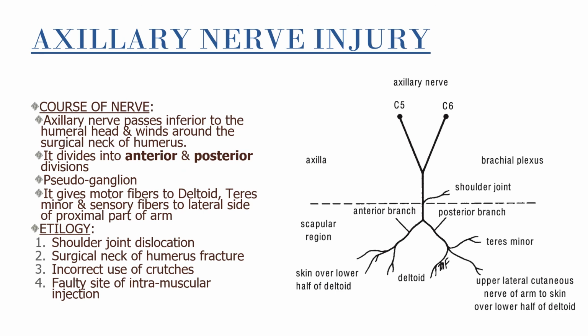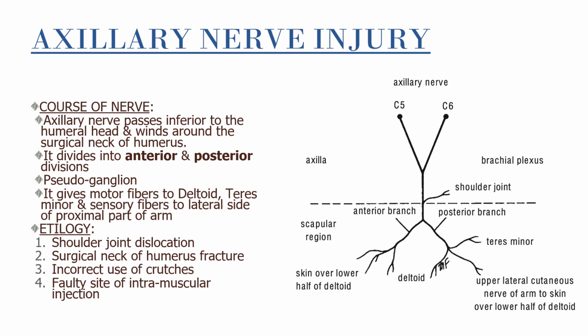Injury to the axillary nerve. Axillary nerve, which is the branch of posterior cord of the brachial plexus, has the root value C5 and C6. This axillary nerve passes inferior to the head of the humerus, and then it winds round the posterior surface of the surgical neck of the humerus, where it is accompanied by posterior circumflex humeral vessels. It divides into two terminal branches which are anterior and posterior division.